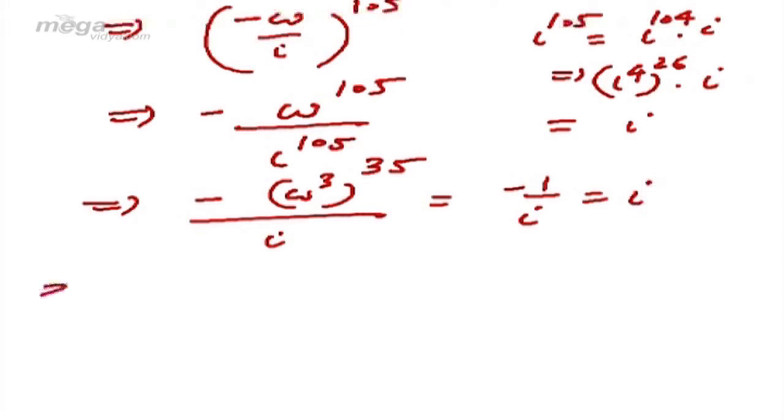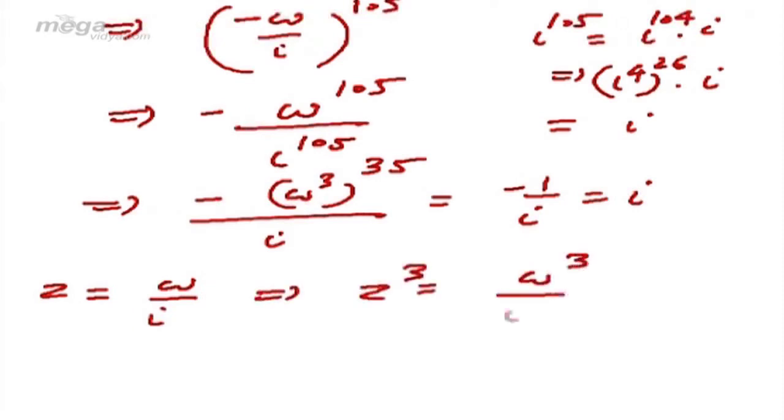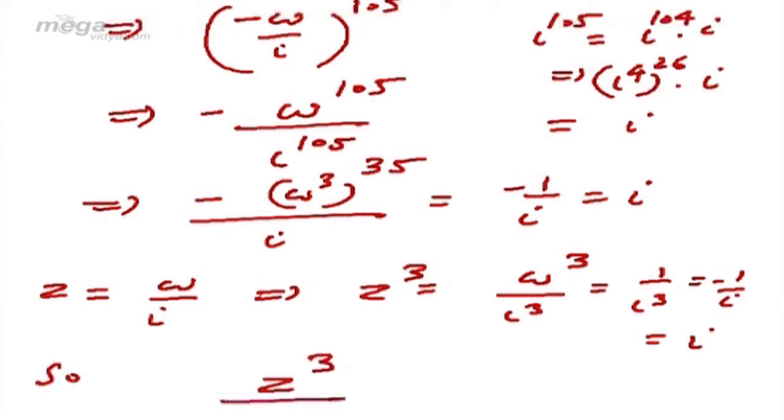And we assumed Z is equal to omega by i. So Z cube becomes omega cube by i cube, that is 1 by i cube, that is equal to minus 1 by i, and that is equal to i. So the given expression is equal to Z cube. Let us come to the next example.